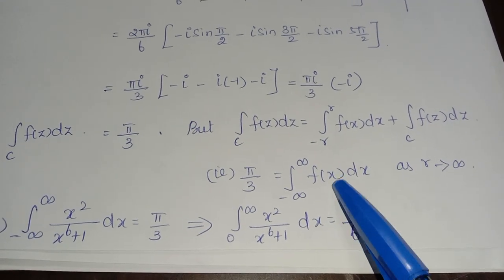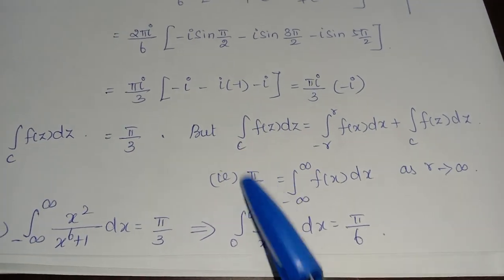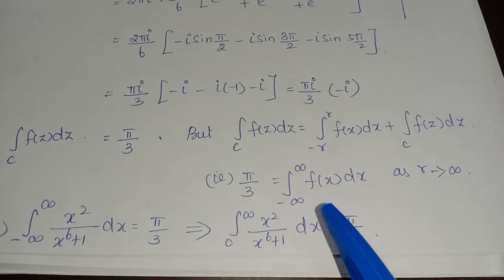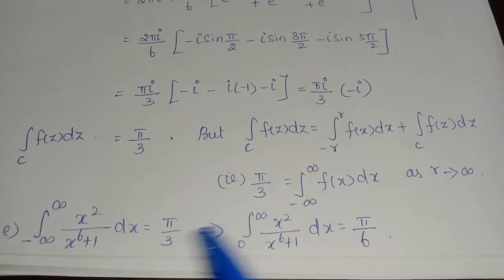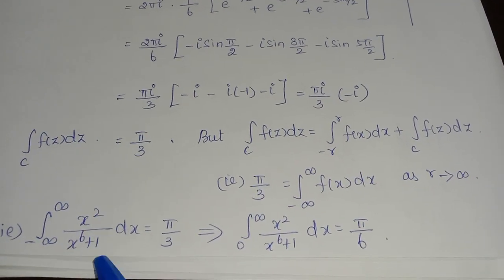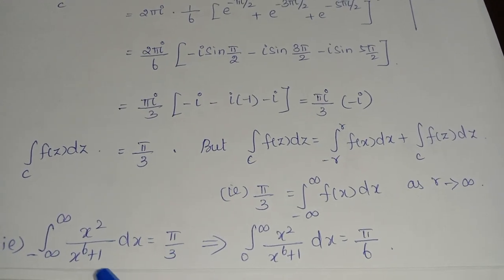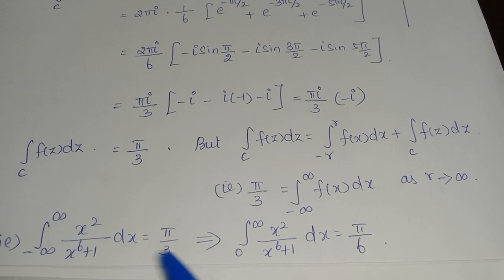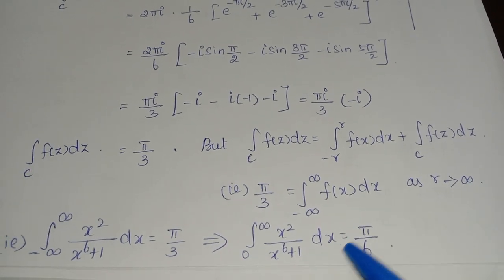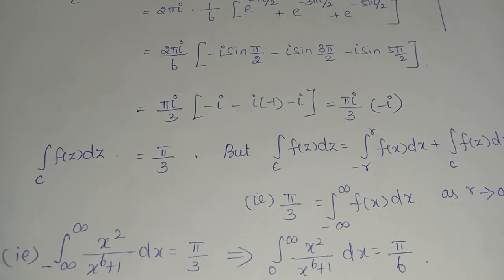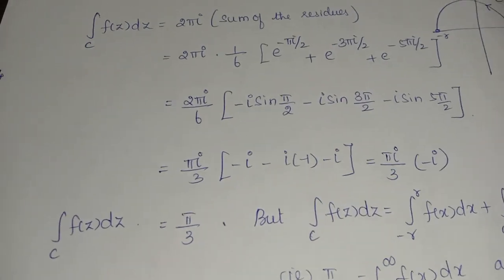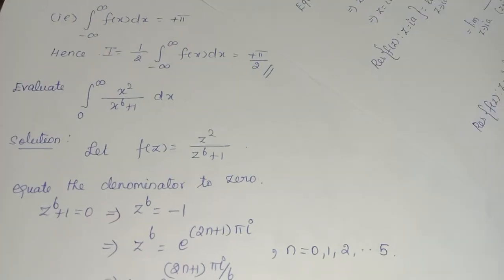That is why we can write either f of x or f of z. Both are the same only. The f of x dx integral is equal to the left hand side value, pi by 3. So as r tends to infinity, integral from minus infinity to infinity of x square by x power 6 plus 1 dx is equal to pi by 3. But in the question, it is given as 0 to infinity. So 0 to infinity is obtained by dividing the result by 2. So the final answer is pi by 6. Okay, then next problem.